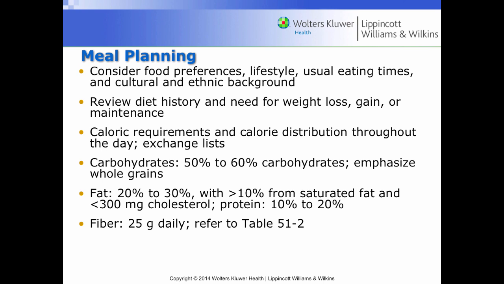Okay. Fat should be about 20 to 30%, with less than 10% coming from saturated fat, less than 300 milligrams of cholesterol, and protein about 10 to 20%. Okay. Fiber, very important. Fiber, 25 grams daily, minimum. Okay, and not just these percentages and the totals, but also the combinations of foods.